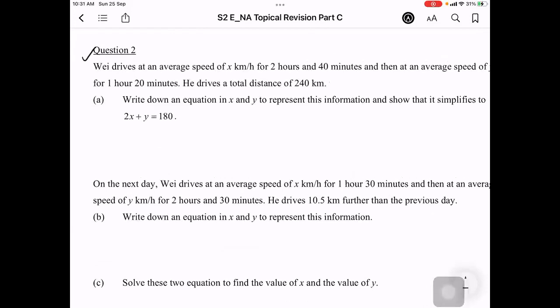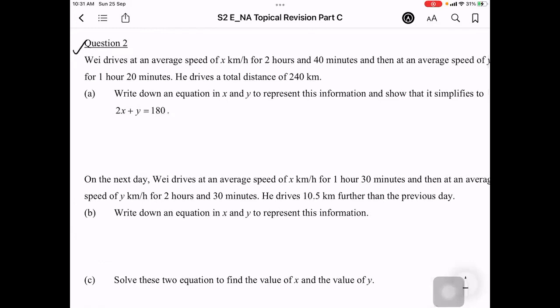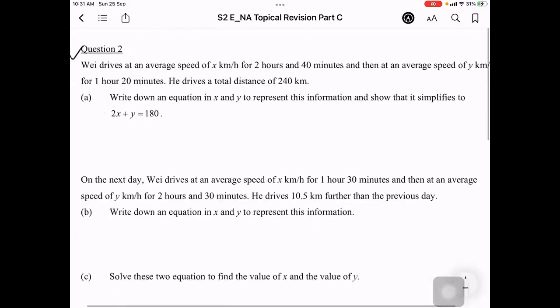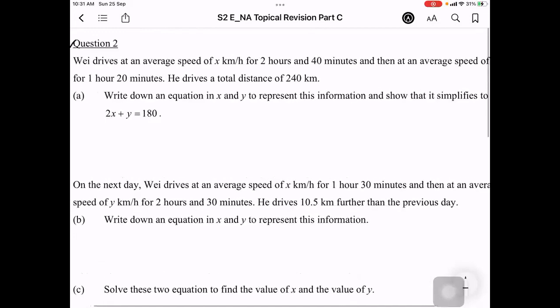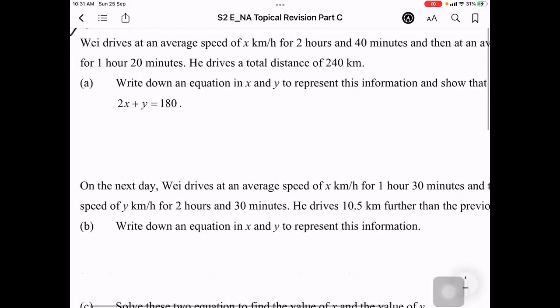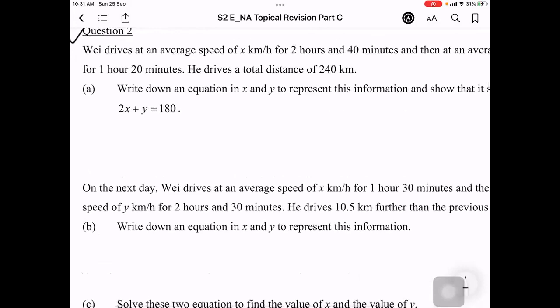Okay, first question. Wei drives at an average speed of x kilometers per hour for 2 hours 40 minutes, then at another average speed of y kilometers per hour for 1 hour 20 minutes. He drives a total distance of 240 kilometers. For this kind of question, I always like to write down the information, DST, for each of the different parts. So there are 2 portions of the journey.